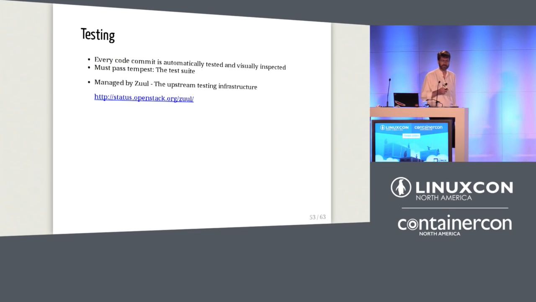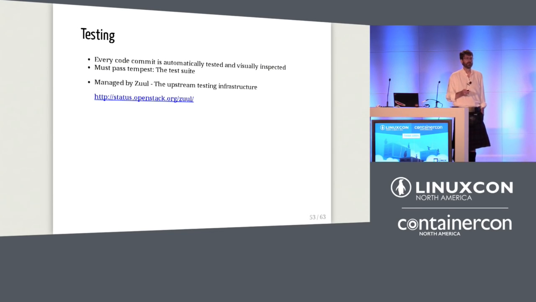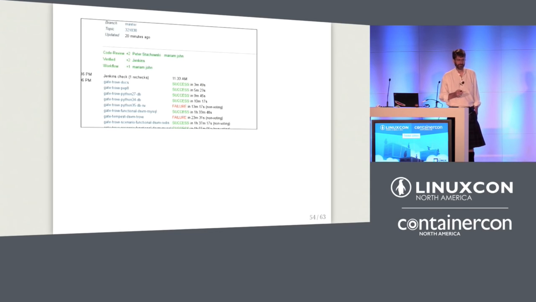The next step is that your code will be inspected by at least 2 humans. So here's an example of a pull request. And you see down below, you'll see success and failure in various tests. And it looks like some of those failed and then maybe reran later. But up at the top, you'll see 2 names next to code review, where 2 people actually looked at the code and verified that it was the right thing to do.